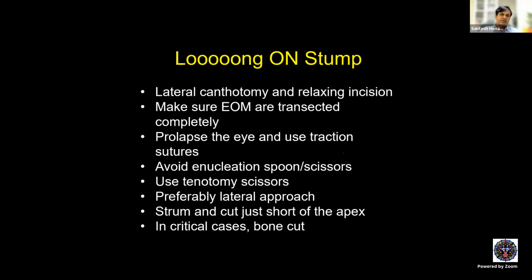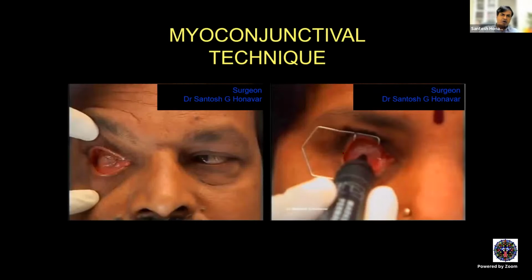Strum the nerve and just cut short of the apex by 2 millimeter. And in critical cases where you have to reach the orbital apex and get the nerve at the orbital apex, because the radiologist has told you that the optic nerve is involved for 17 millimeter and you have only 20 millimeter of the optic nerve, and you want to make sure that you get the entire 20 millimeter, then you can even do a lateral orbitotomy and go exactly to the orbital apex from the lateral orbitotomy bone cut and cut the optic nerve right there. So you have all these devices to get a long optic nerve stump.